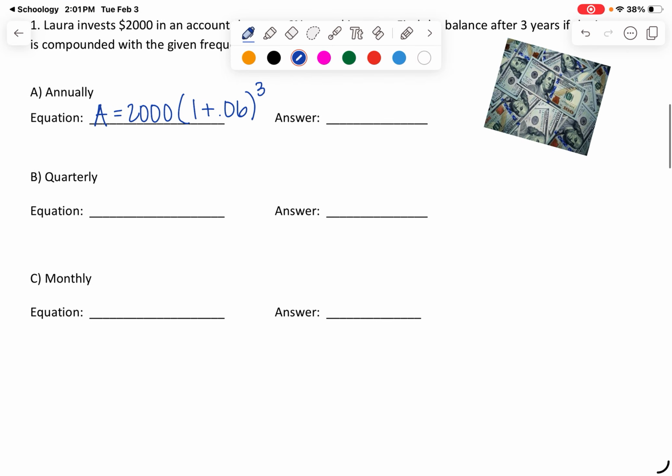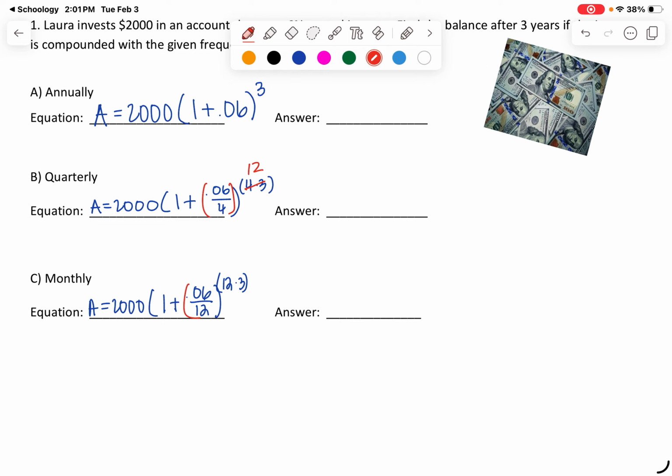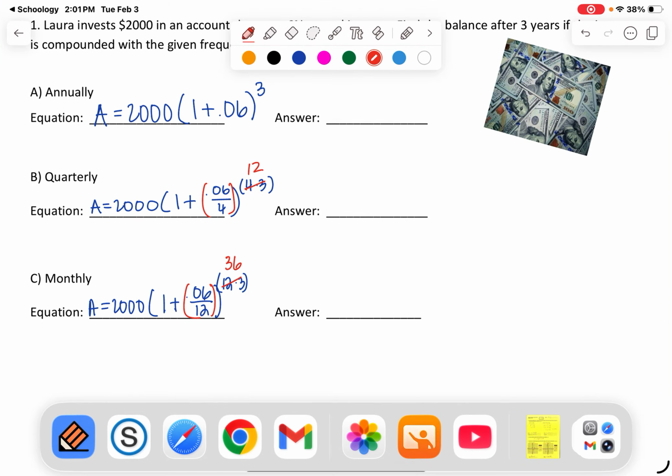Okay. Quarterly would be A equals her 2,000 times 1 plus, oops, I forgot my 1. 1 plus the 6% divided by 4 for quarterly, and then the exponent is 4 times 3. And then monthly, A equals 2,000 times 1 plus 0.06 monthly is divided by 12 and then times 12 for 3 years. Okay, and then I have to remember when I put this in my calculator, I'm going to put parentheses there, put 12, parentheses there, and put 36. Okay, now I'm going to get all my answers here.